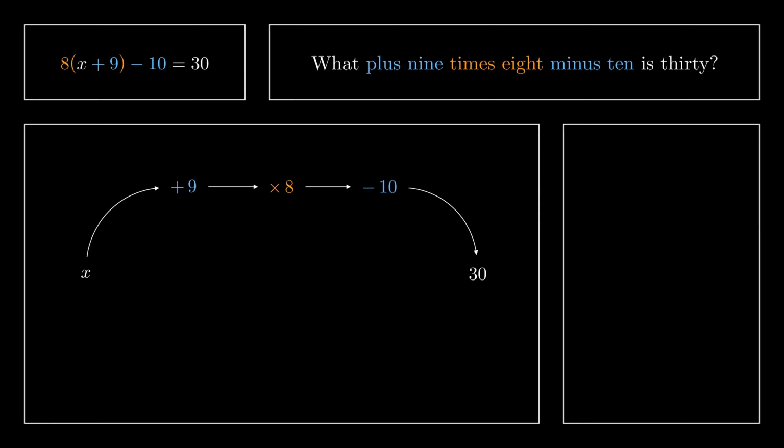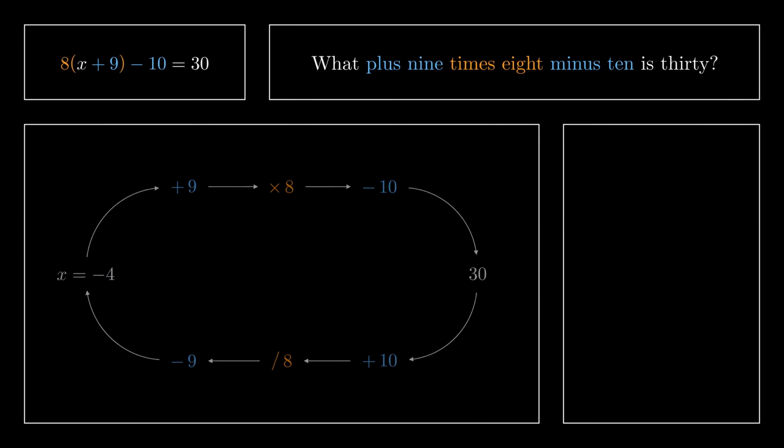The inverse of minus 10 is plus 10. The inverse of times 8 is divided by 8. And the inverse of plus 9 is minus 9. That will solve this. So 30 plus 10 is 40. 40 divided by 8 is 5. And 5 minus 9. What is 5 minus 9? It's going to be negative. That is -4, and that is the answer.